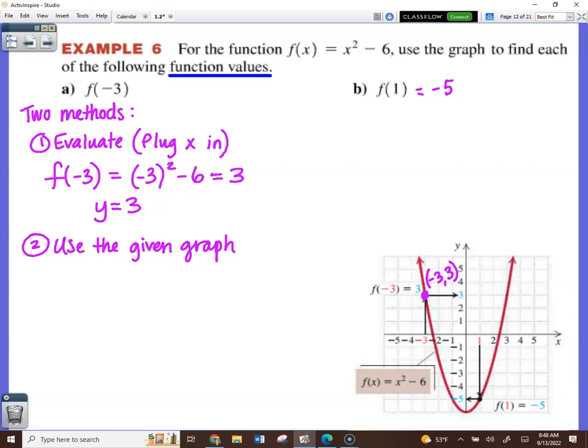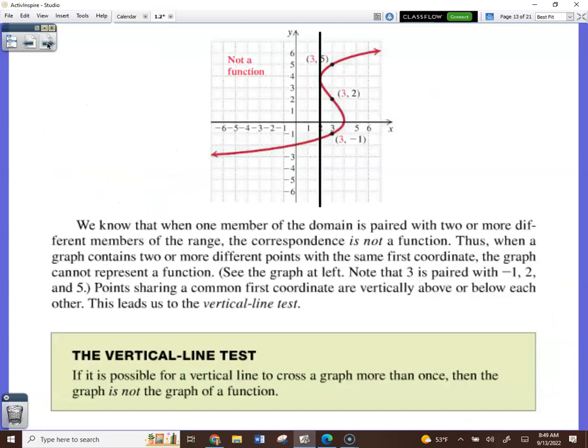Which brings us to something that you should recall. Can I change the screen? The vertical line test. Y'all remember that? When we started these notes, I was giving you real world problems and saying, hey, is this a function? Then I was giving you coordinate points, right? And they were called relations, and you had to determine if it was a function.